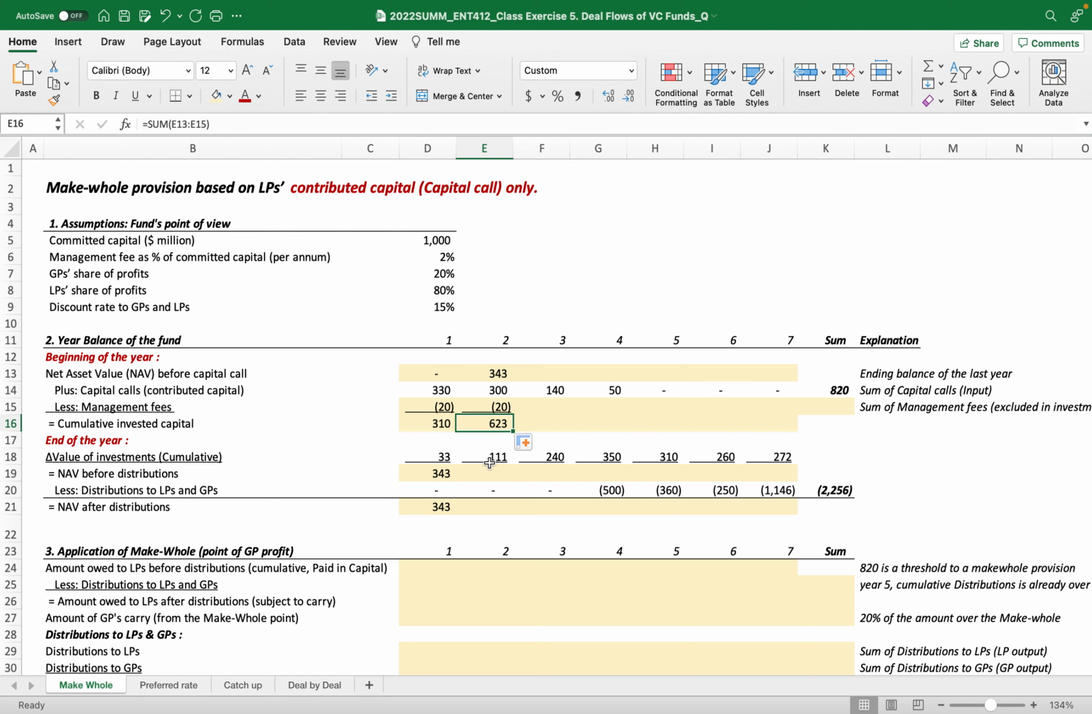And then if we assume 111 increase in the value of the investment, we can just use the formula here. The sum of the cumulative invested capital increased by the value of the investment in that year, 111, right? And then we put it here. So the net asset value after distribution is still the same, because there's no distribution at all yet. And then likewise, I'm going to drag all these numbers.